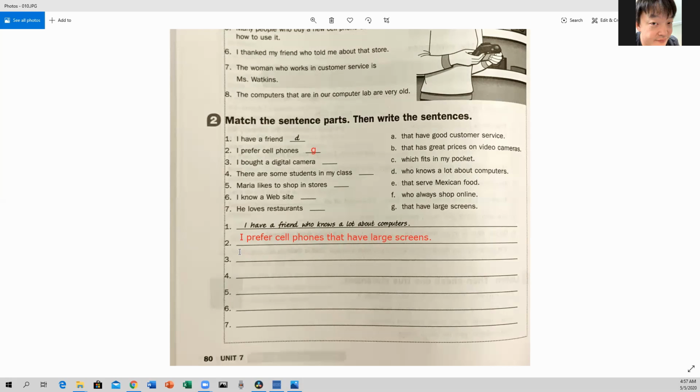I bought a digital camera. What camera? Which fits in my pocket. Letter... Okay. Wait, letter C. I bought a digital camera which fits in my pocket.